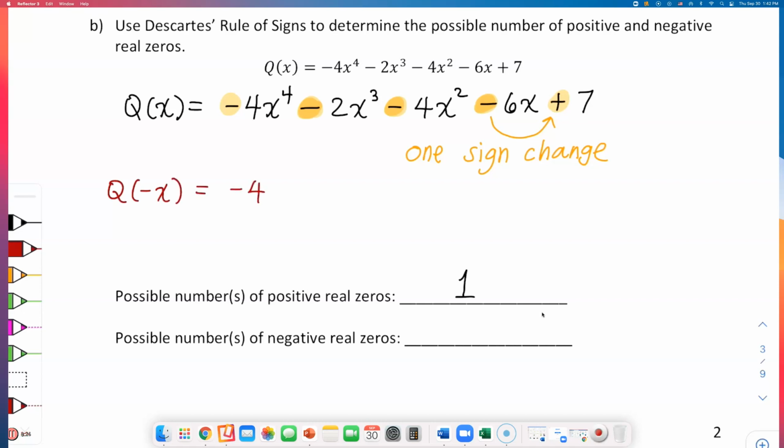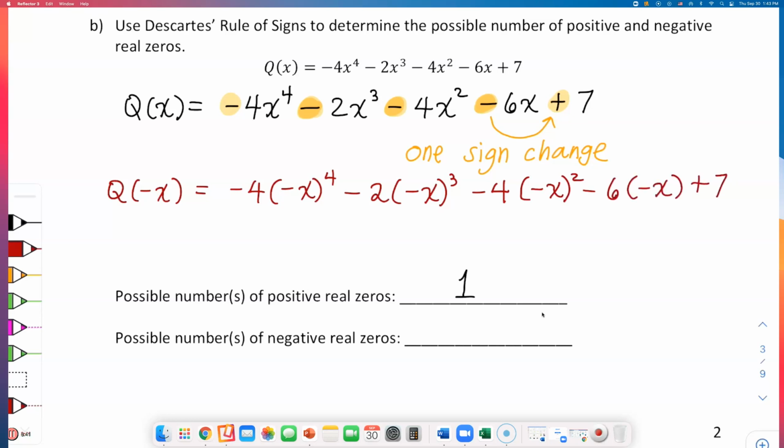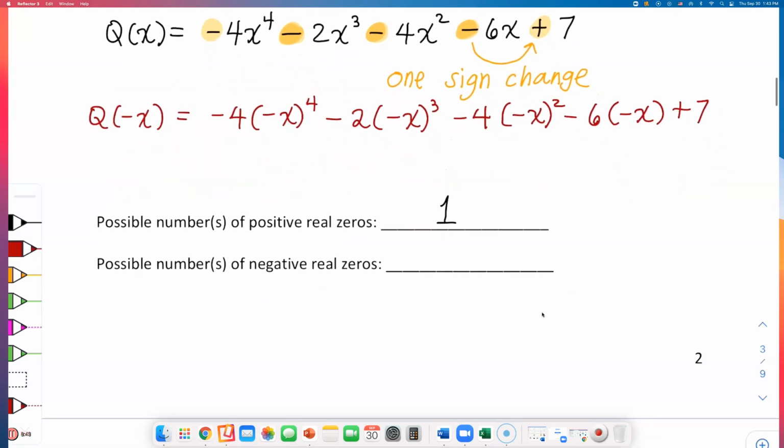Negative 4 times negative x to the 4th, minus 2 times negative x to the 3rd, minus 4 times negative x squared, minus 6 times negative x, such a long function, plus 7. All right, I need to simplify all these signs now. If you take a look at this part, let me use a gray pen. That will come out positive, right? So this will remain as negative 4x to the 4th.